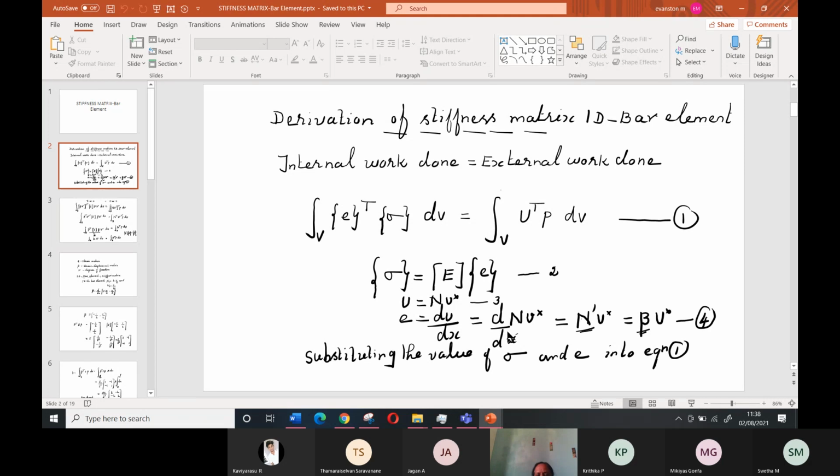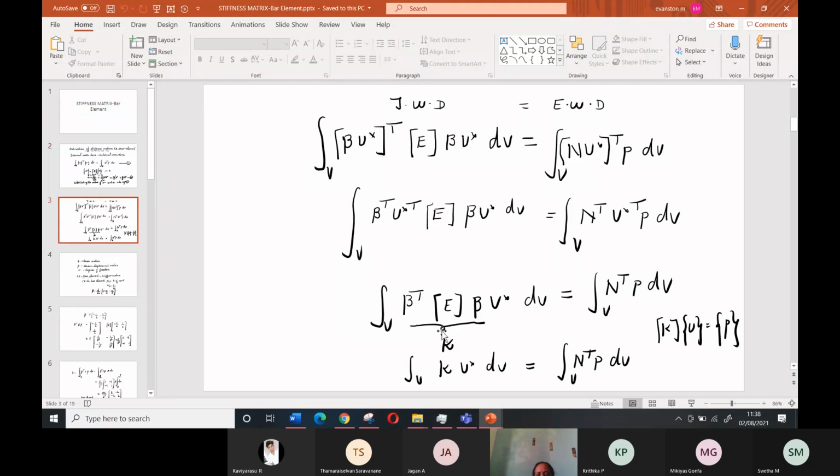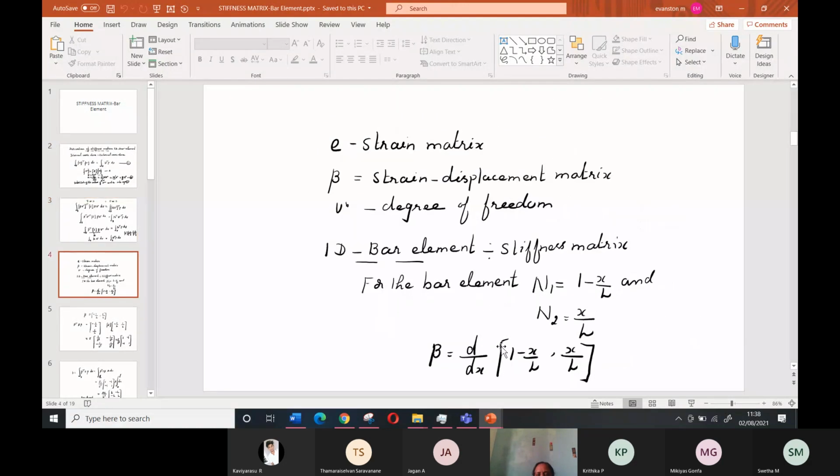We have taken N into u star, and we have derived the shape function. Once you know the shape function, we can find out the stiffness matrix. Beta transpose E beta is the stiffness matrix. For the bar element we have already derived the shape function as N1 equals 1 minus x by L, and N2 equals x by L, and beta is the differentiation of 1 minus x by L and x by L.